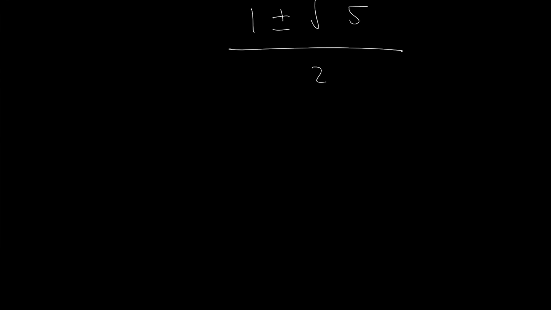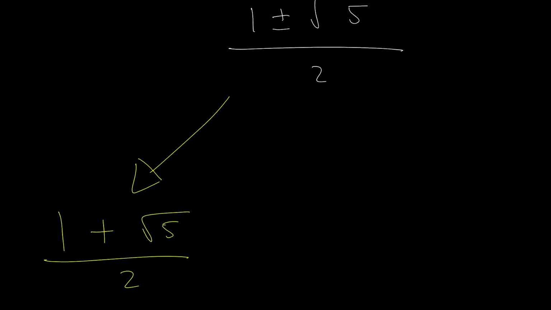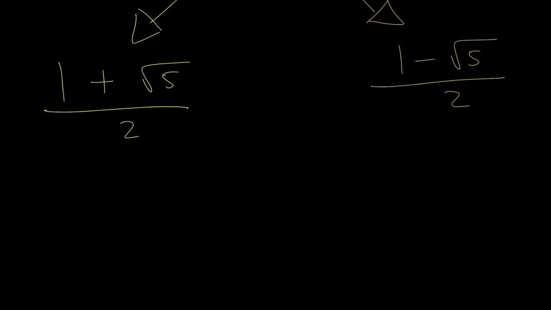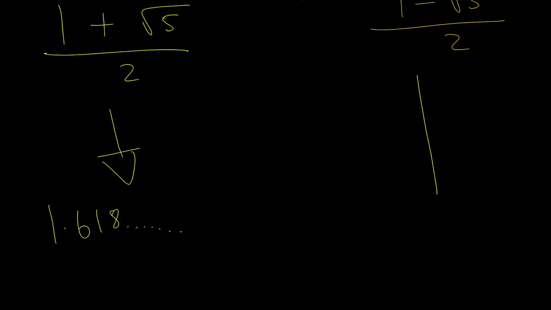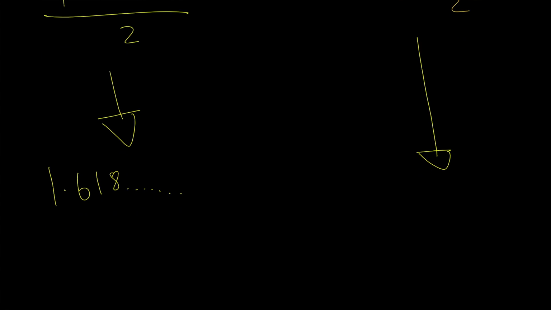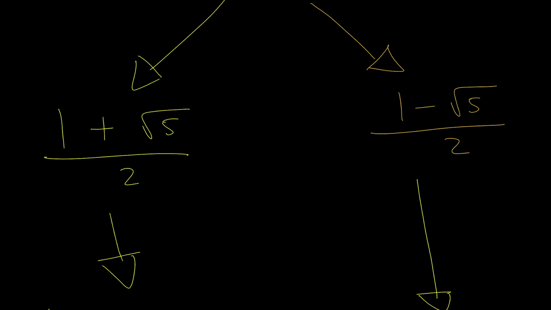And this now becomes two different numbers. We get 1 plus square root of 5 over 2, and we get 1 minus square root of 5 over 2. And this one is 1.618, etc. This is the golden ratio, and this one over here is almost the same. This is 0.618, and I have a calculator right here, so I can quickly check just to make sure I haven't made a mistake somewhere. And I recommend you do it on your end as well.